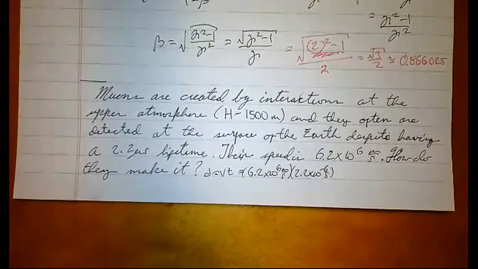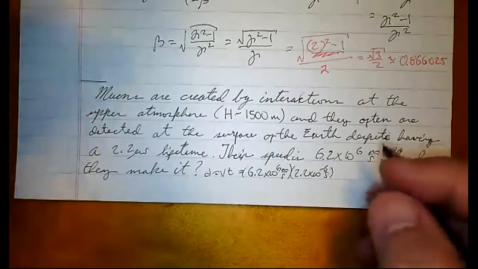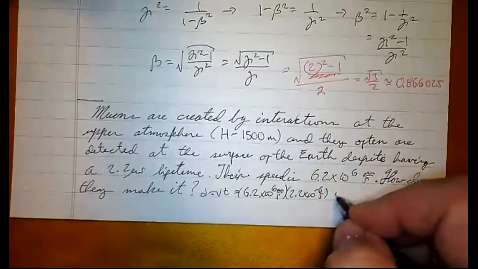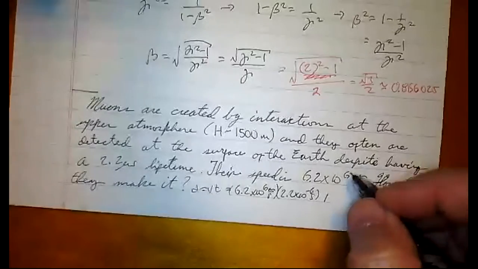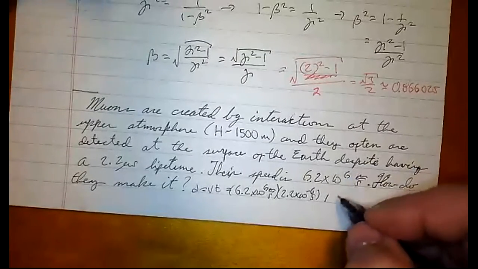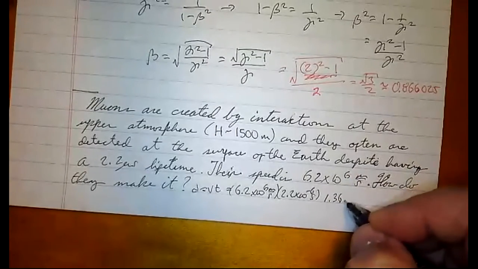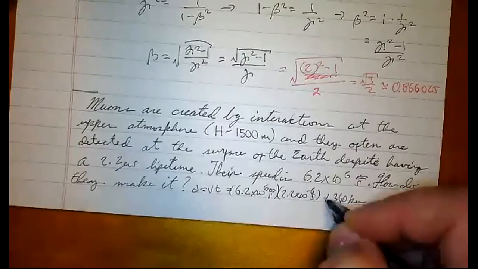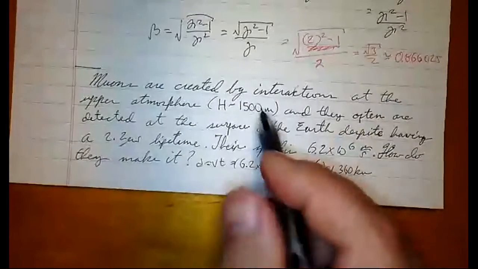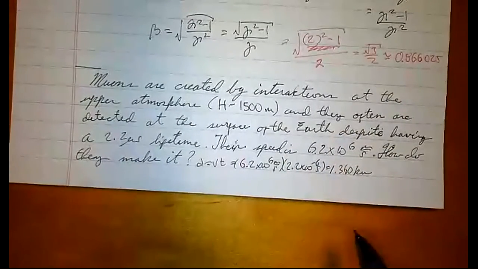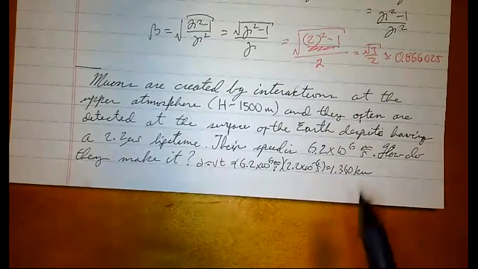6.2 times 2.2 gives me 13.6, or 1.360 kilometers. But this thing's supposed to be 1.5 kilometers, right? So how does it make it?